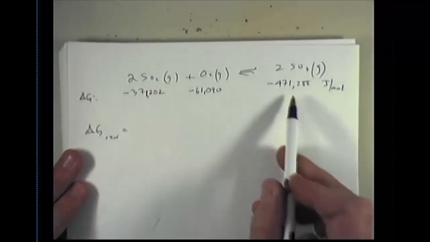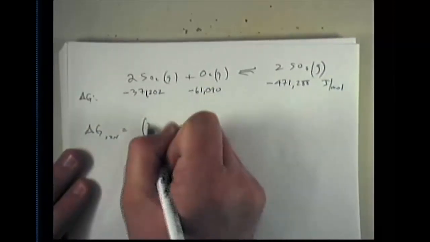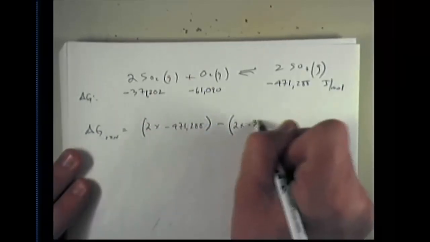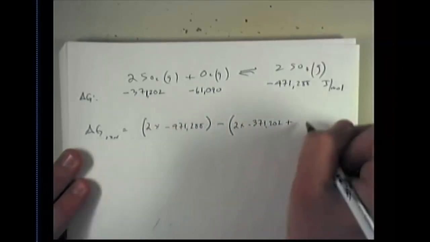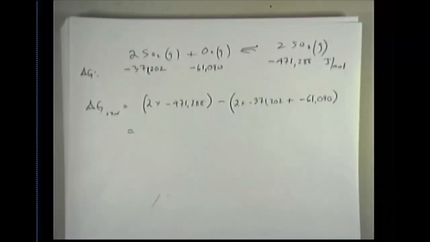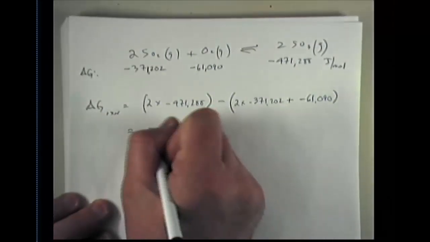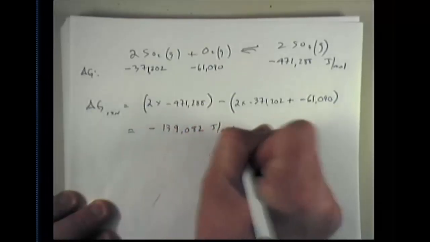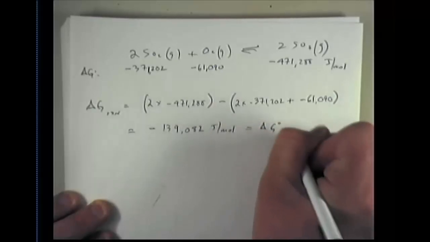The delta G overall for the entire reaction is, of course, going to be equal to the delta G of the products minus the sum of the delta G for the reactants. That is going to be 2 times minus 471,288 minus 2 times minus 371,202 plus negative 61,090. When I throw that into my calculator, the final answer for the overall delta G that I end up getting comes to negative 139.82 joules per mole. So that is once again the overall delta G for the entire reaction.